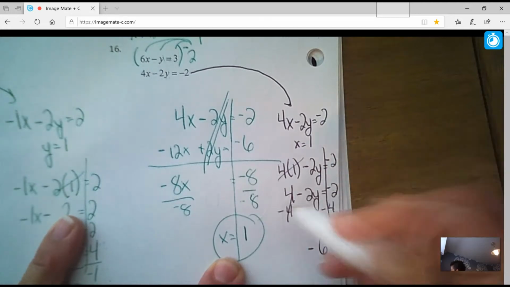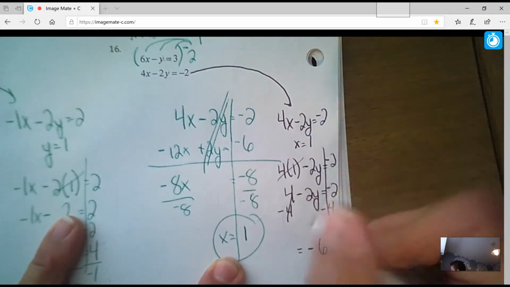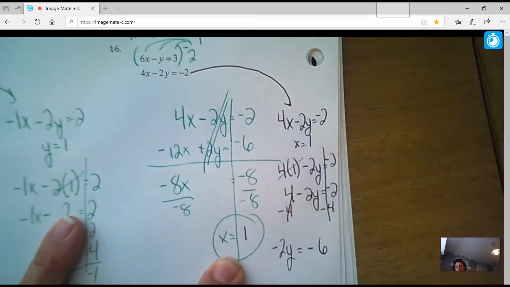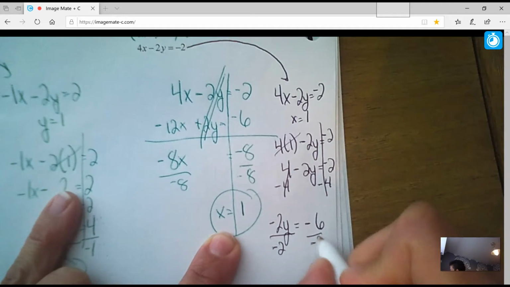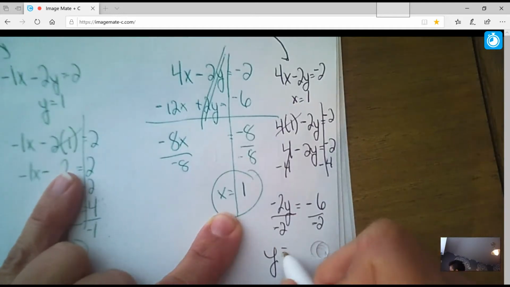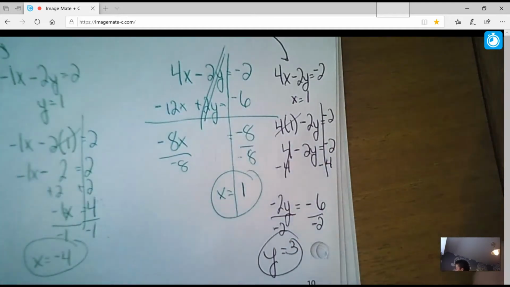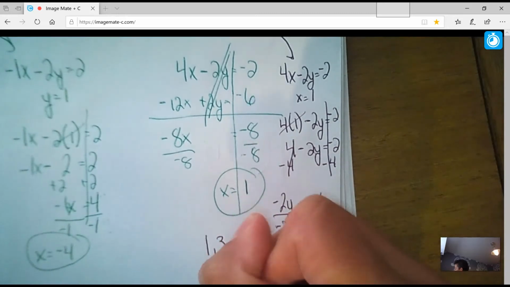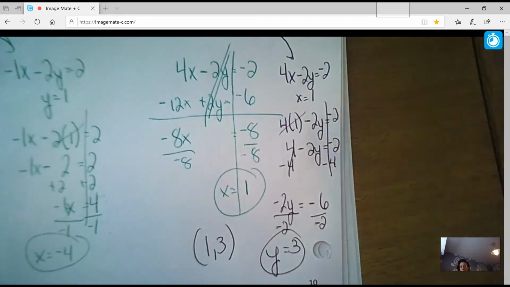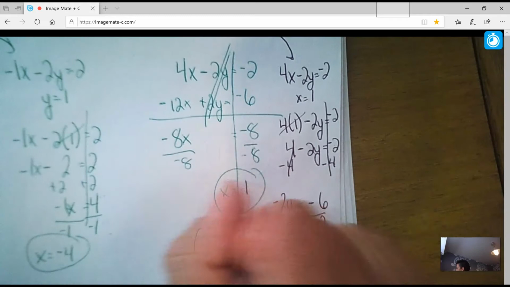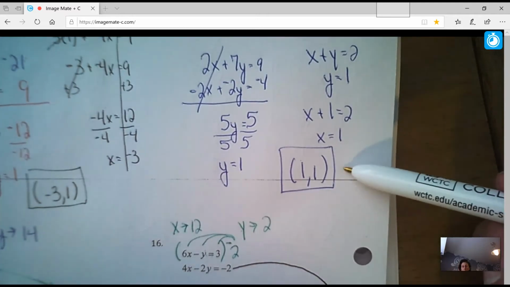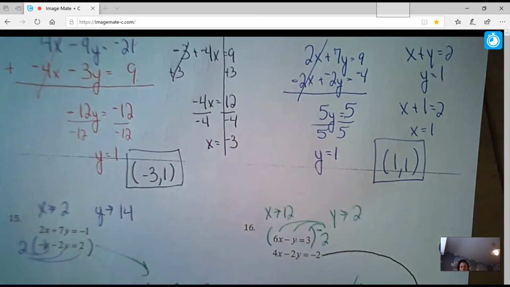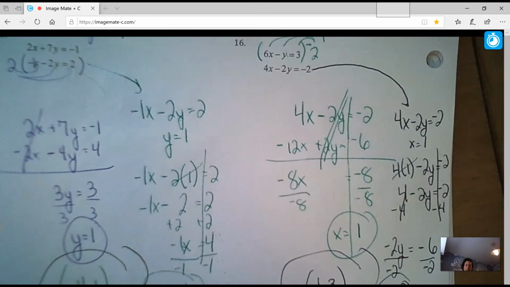And then on the other side of my equal sign, I still have the negative 2y. And now to solve, I'll divide by negative 2. And now I'm done, and I've got y equals 3. So writing this as an ordered pair, I've got 1, 3. So if you take a look at the answers, again, on 16, it was 1, 3. On 15, it's negative 4, 1. On 14, it's 1, 1. And on 13, it's negative 3, 1. And that is the elimination method.